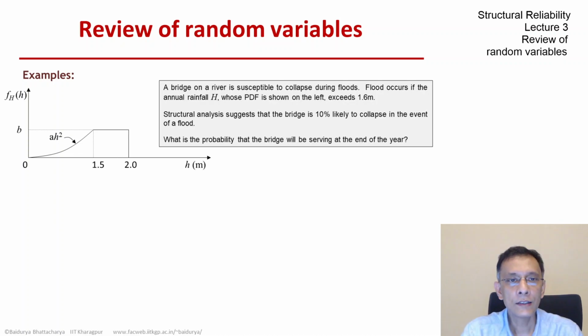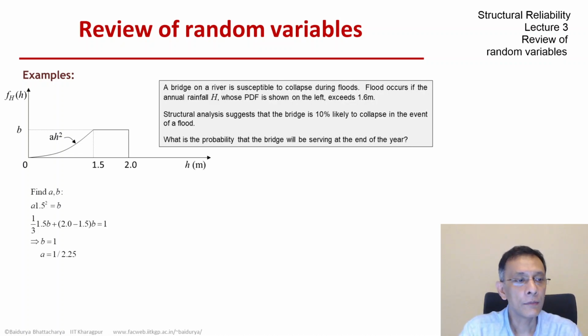to derive it from the probabilistic information given in terms of the random variable h, the annual rainfall. So what you see in the PDF on the left side of the screen is the density function of h. It starts from 0 and ends at 2 meter, and there are two constants, a and b, which we need to actually find out before we can fully solve the problem. And then we will find the probability of flood and then use total probability as we did before to find the collapse probability.